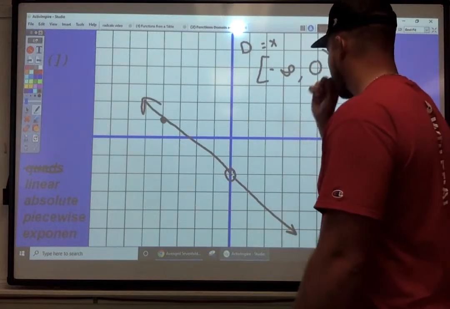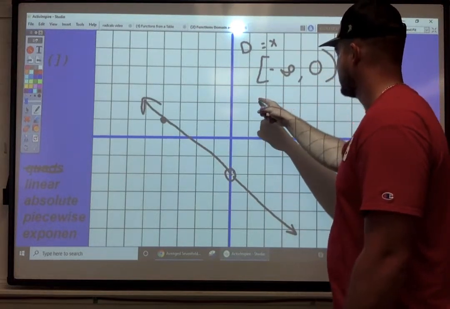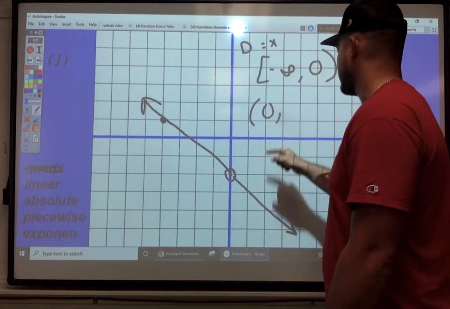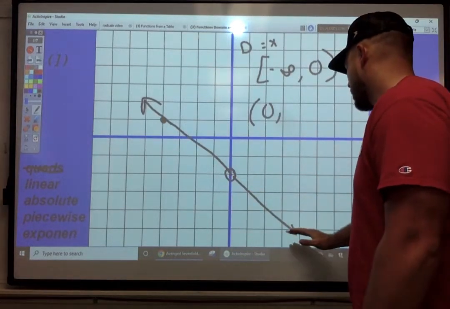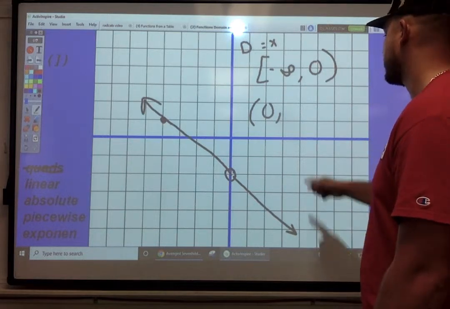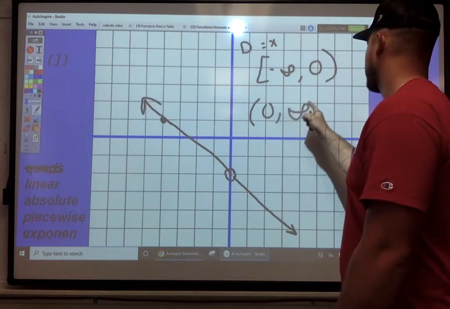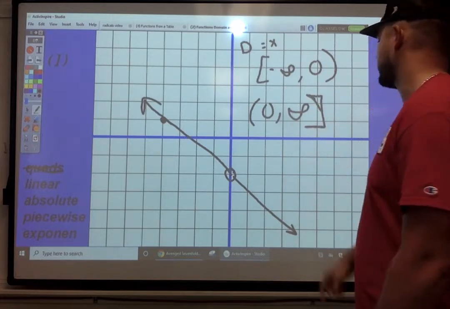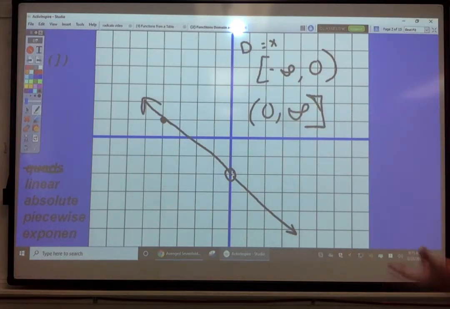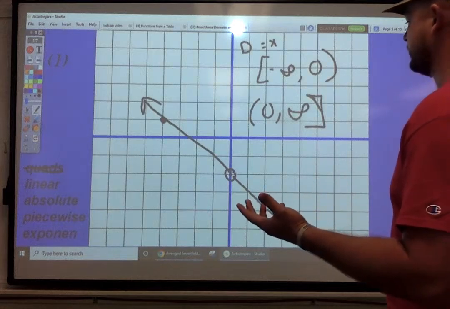Y'all with me? So now I'm going to pick back up at 0. Again, it's not included because there's a gap. And then it keeps going and going, no more gaps. I'll have an arrow here, so I know that keeps going on to positive, bracket, positive infinity. And that positive infinity is included, right?